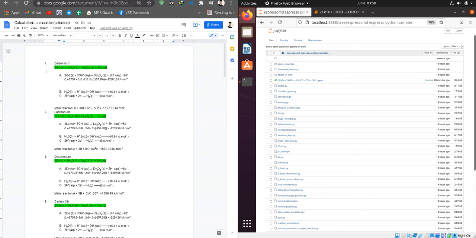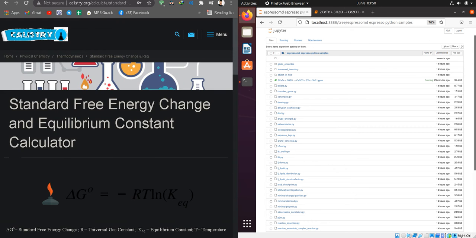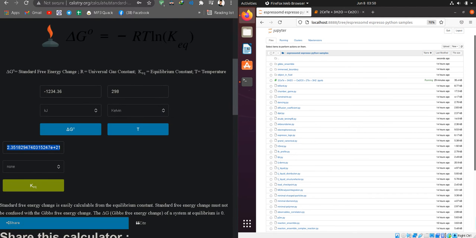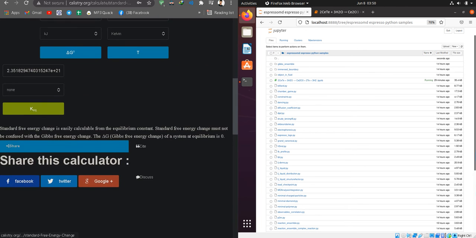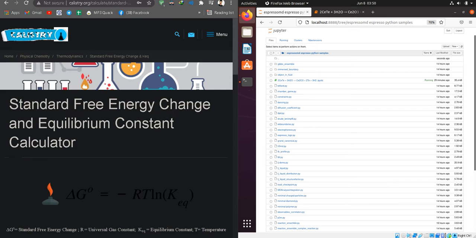The first reaction is gadolinium with hydroxide ion giving Gd2O3 and H plus ion with some electrons, and I calculated the delta G of this reaction. Now I put the delta G here and the temperature, since it is at STP, and I got the equilibrium constant of this reaction.